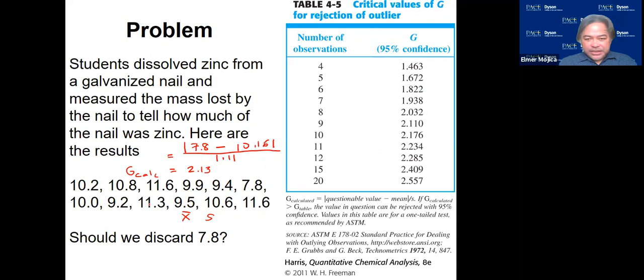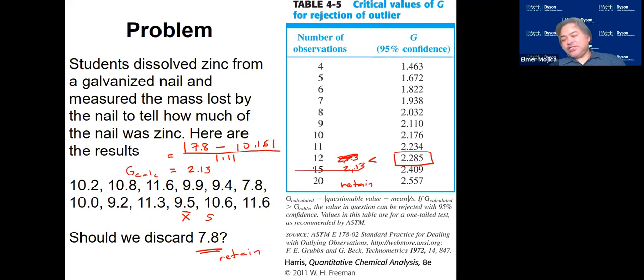Now, how are we going to compare it? Number of observations. So how many do we have? 1, 2, 3, 4, 5, 6, 7, 8, 9, 10, 11, 12. So you have there 2.28, and it is greater than 2.13. So what do we do? We're going to retain this value because the G calculated is less than the G table.